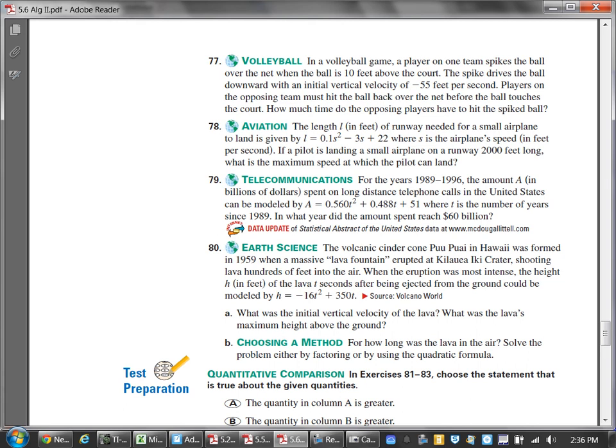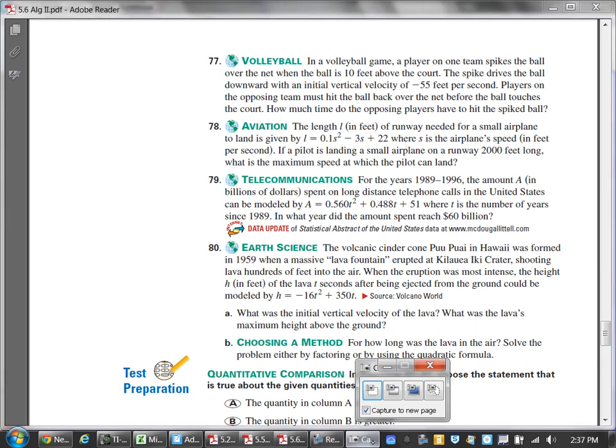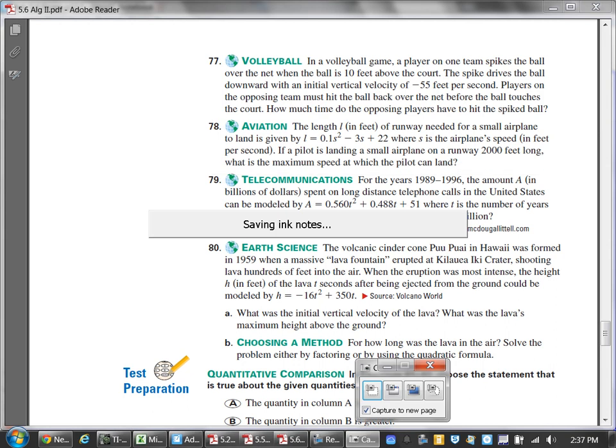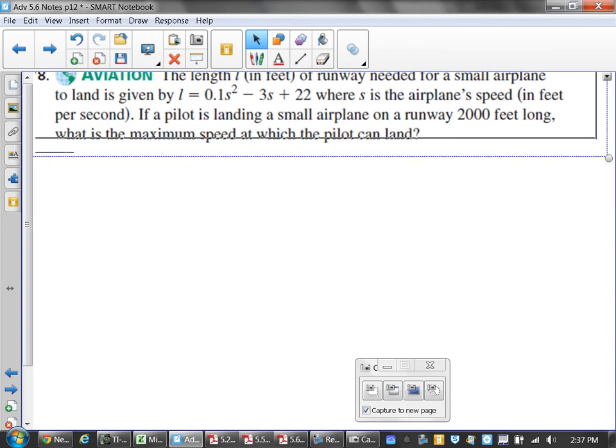When we get into the aviation problem and the next couple here, what I want you to notice is, you see how they're giving you the model for that problem. In 78, they're telling you that the length of a runway needed is given to you by this model. The equation is that. You don't have to use anything else. They're asking what is the speed if your runway is 2,000 feet long. So what do I set this equation equal to?